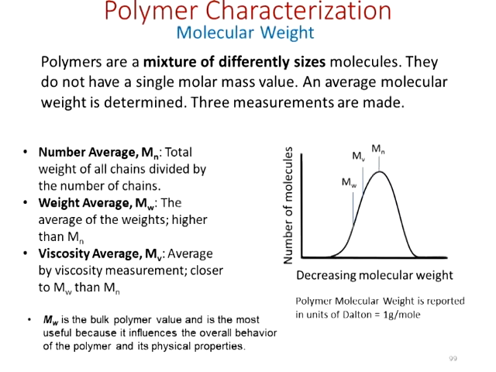Okay? Now, we point out to you that when we consider these, MW is used more often than the other two, the MV and MN, because MW is the bulk polymer value. So it considers the bulk polymer. It's more of what's reported as a bulk polymer value, and it's most useful towards influencing the overall behavior of the polymer, and also what influences its physical properties.